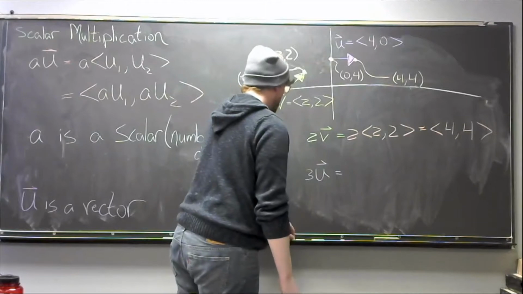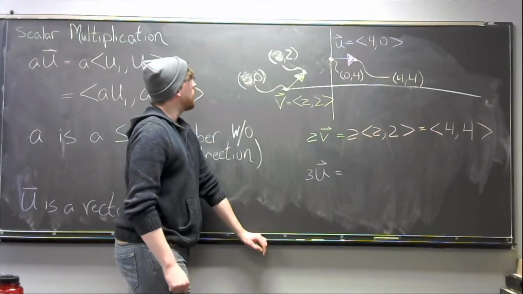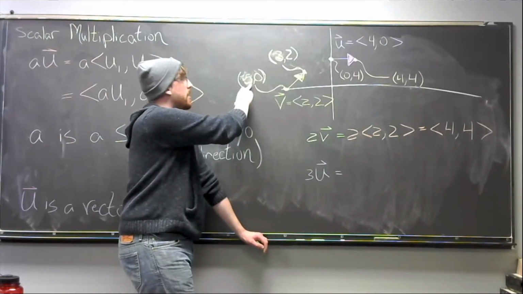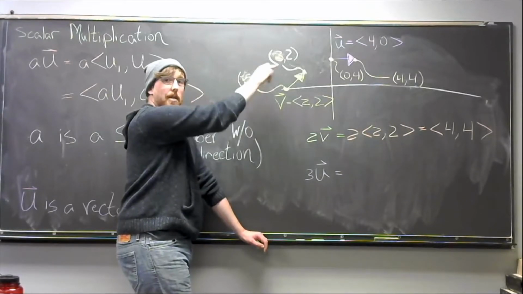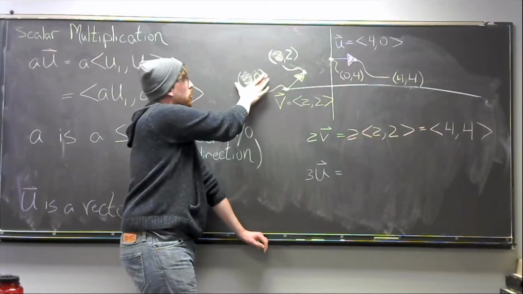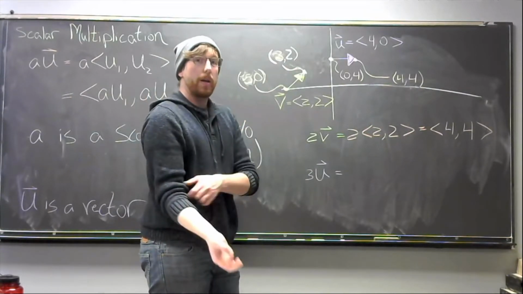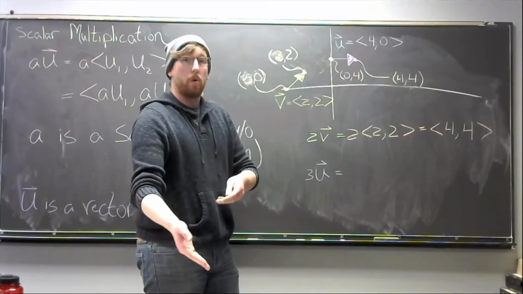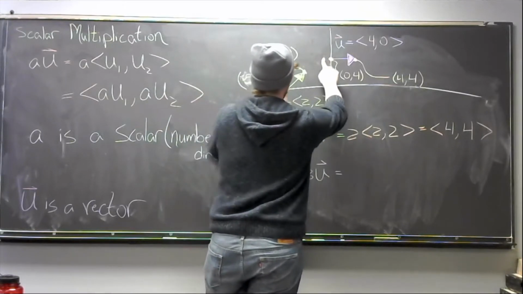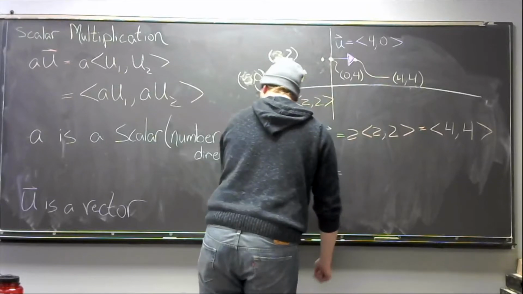Well, its head is going to go up 4 and to the right 4. If it goes to the right 4, that's going to be -1. And if it goes up 4, that's going to be 4. So the coordinates for the terminal end of our new vector are going to be -1, 4. Well, that's going to be right about here. So let's mark that really quick. Right about there.